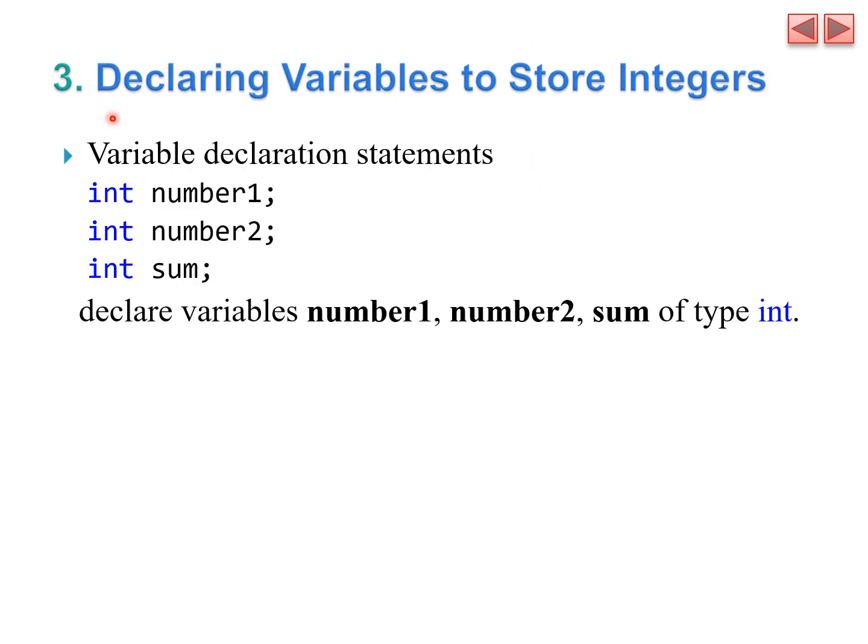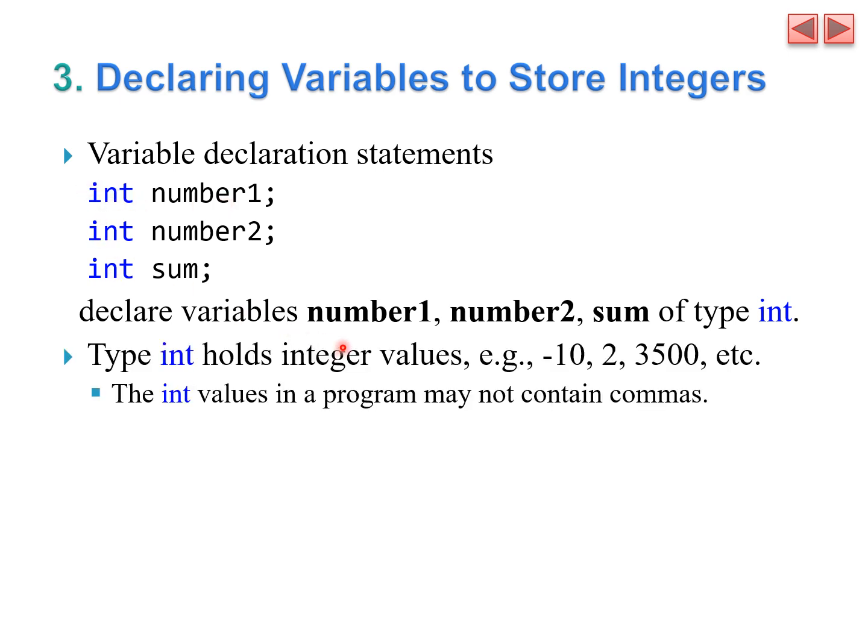Here are some examples of declaring variables to store integers. In this example, there are three variable declaration statements. They declare variables named number1, number2, and sum, respectively. All of these variables are declared to have type int. Type int holds integer values, that is, whole numbers such as -10 or 2 or 3500, etc. Note that the int values in a program may not contain commas.